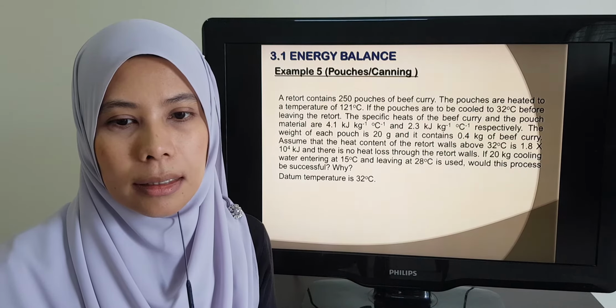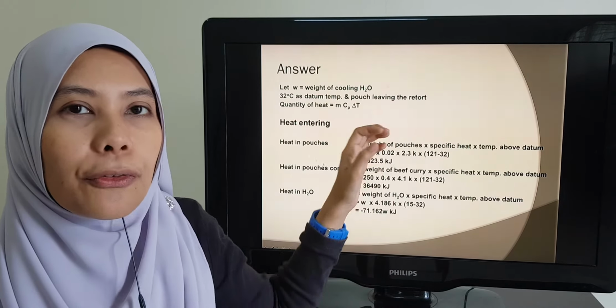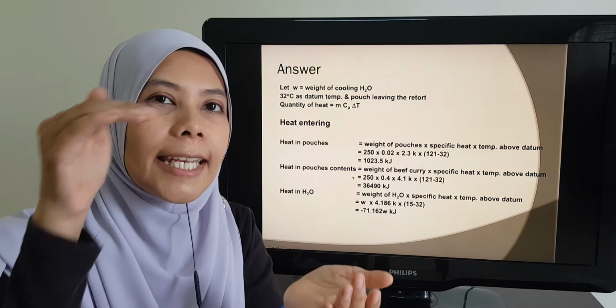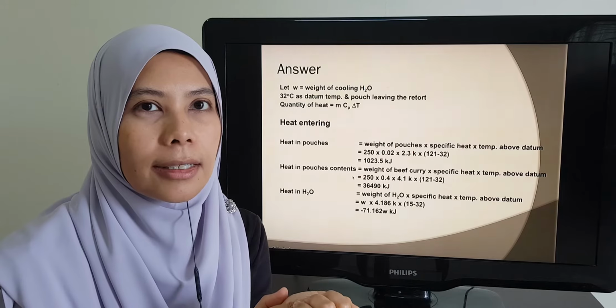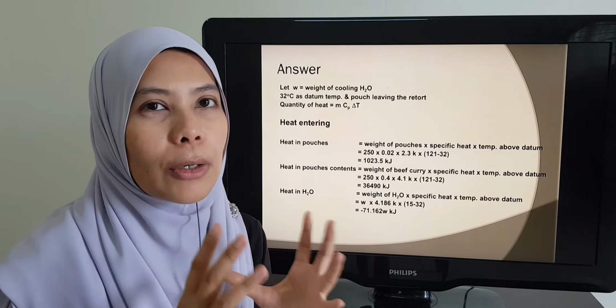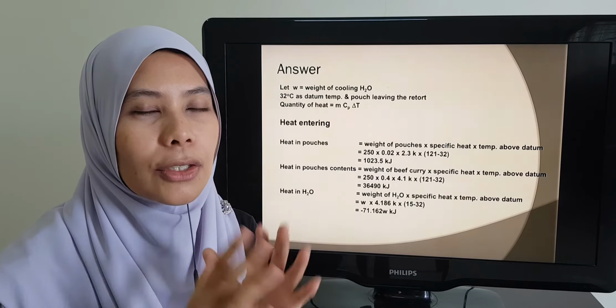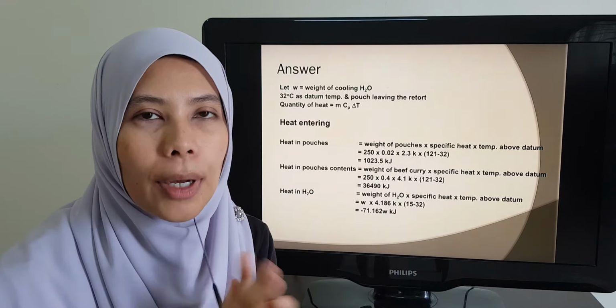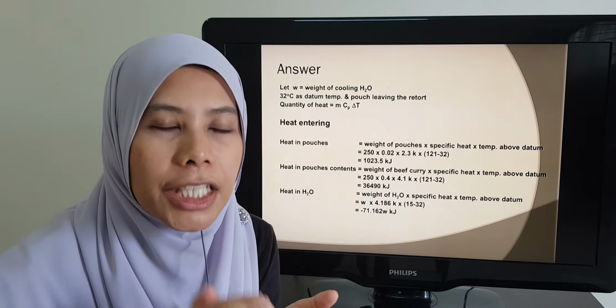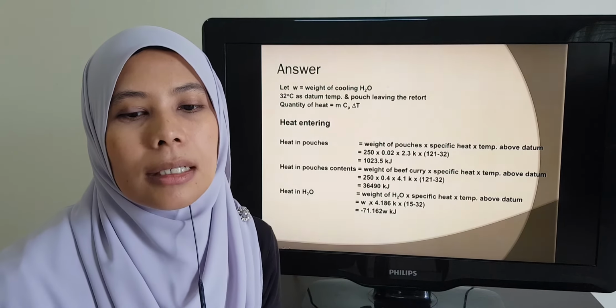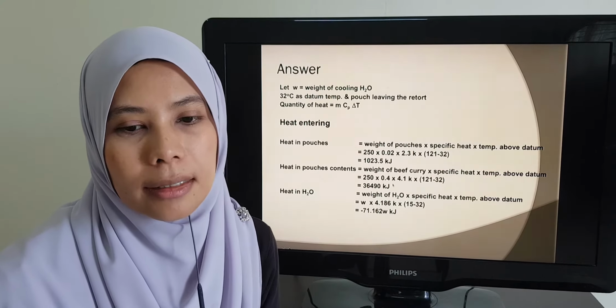Then you need to calculate for the beef curry. Beef curry is the content inside the pouch. You have 250 pouches of beef curry, so 250 times the mass of beef curry in each pouch, which is 0.4 kilogram. So you can see here 250 times 0.4. This value is the mass of the beef curry in the retort, times Cp times delta T.